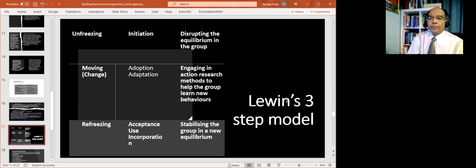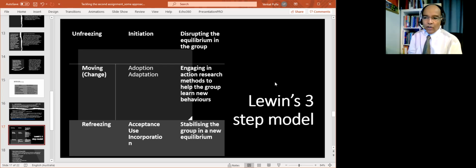There is yet another theory, Levin's three-step model, which is about what if a change is initiated? How does it do it? Unfreeze, initiate, disrupt the equilibrium in the group. So you move the change towards adoption or adaptation, changes. Adoption takes place when everybody accepts it. Adaptation, when certain things are to be remodeled. Engaging in action research methods to help the group to learn new behaviors. And refreezing, accepting use of incorporation, stabilizing the group in a new equilibrium.